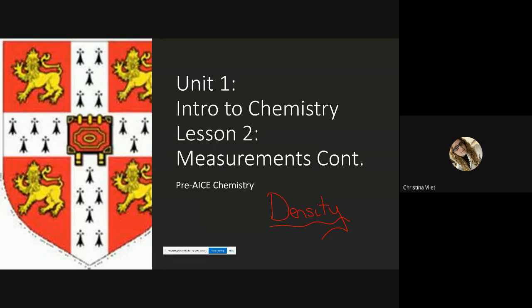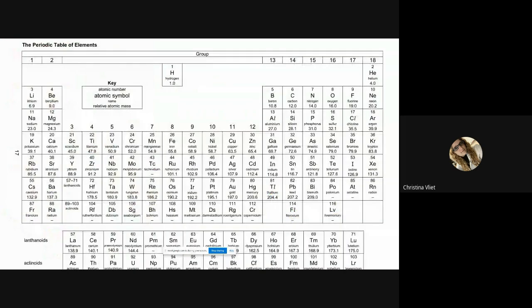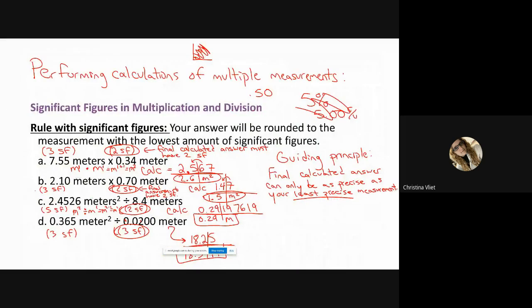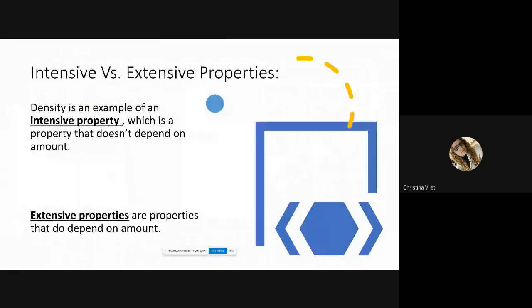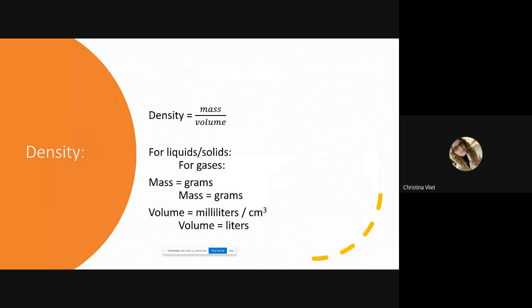All right, let's get started. So, hopefully you wrote the title. It's just a continuation of what we were doing before. This is our last day in measurements. Some of you may be sad, some of you may be happy about that. And our last topic is density.